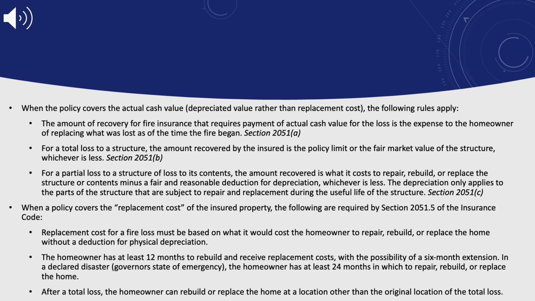In a declared disaster, governor's state of emergency, the homeowner has at least 24 months in which to repair, rebuild, or replace the home. After a total loss, the homeowner can rebuild or replace the home at a location other than the original location of the total loss.